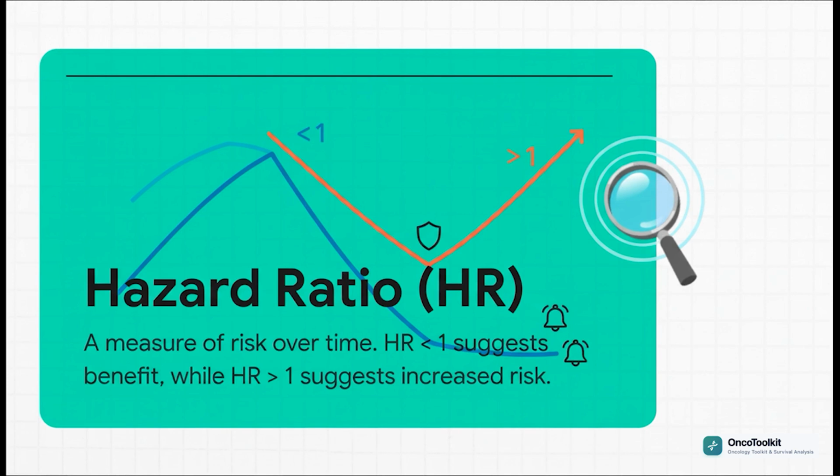Now, before we see the results, let's have a quick refresher on our main metric, the hazard ratio, or HR. Just think of it as a measure of risk. If the HR is less than 1, that suggests the treatment is helpful. It reduces risk. If it's over 1, that suggests an increased risk. That's it. Simple as that.